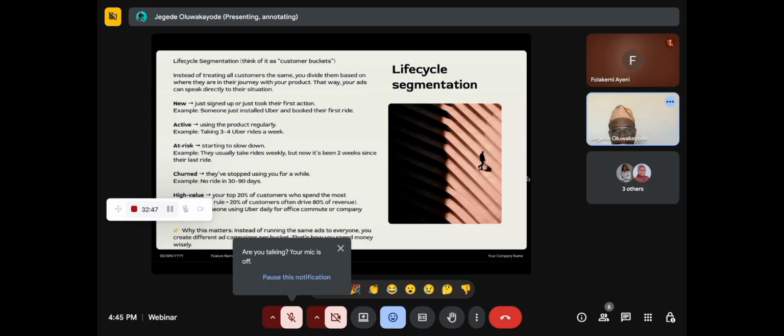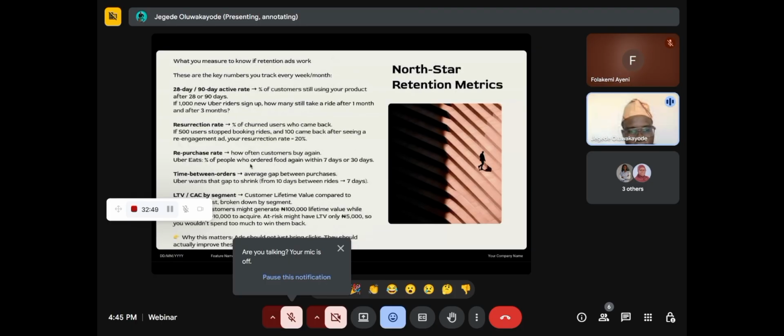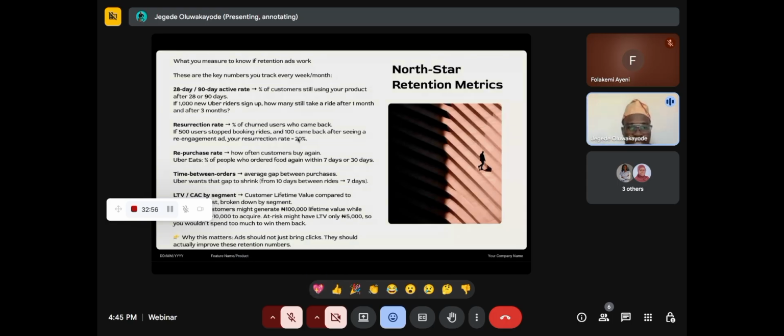Now, I would have actually loved to touch this, but because of time, I think we have less than 15 minutes more. So I will just run through this.